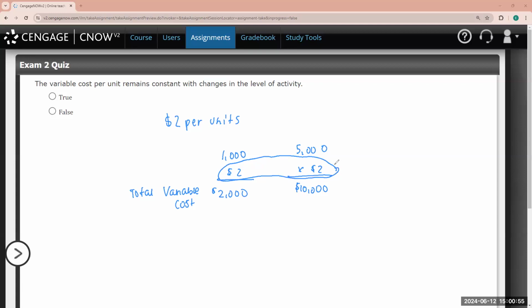So whether we sell 1,000 or 5,000, or whether we produce 5,000 or 2,000 or 1,000, the cost per unit of $2 remains the same. What does change is our total variable cost. So therefore, this answer is true. Variable cost per unit remains constant with changes in the level of activity. What does change is the total variable cost.